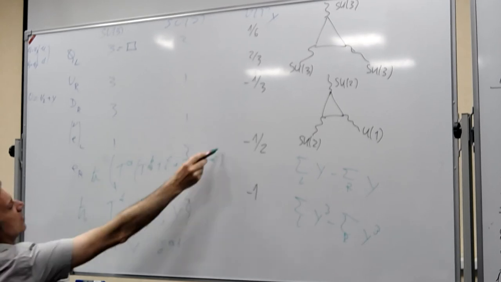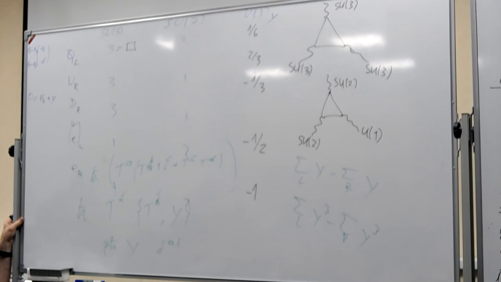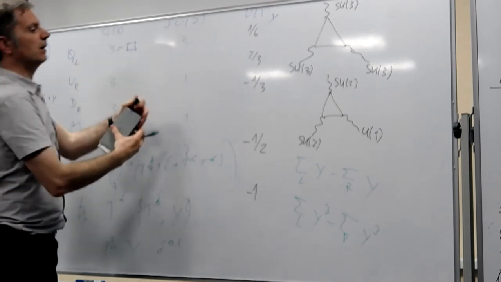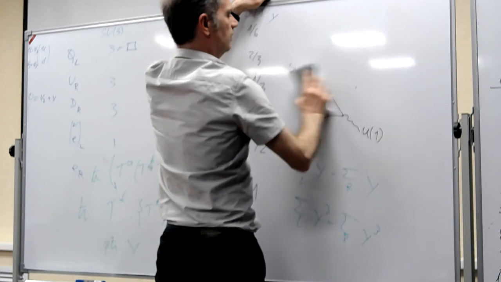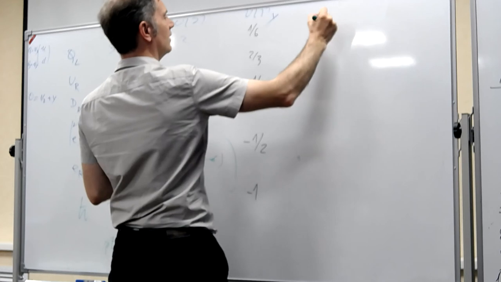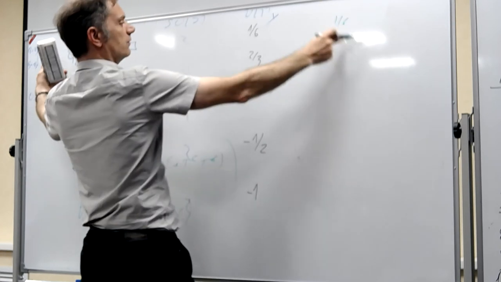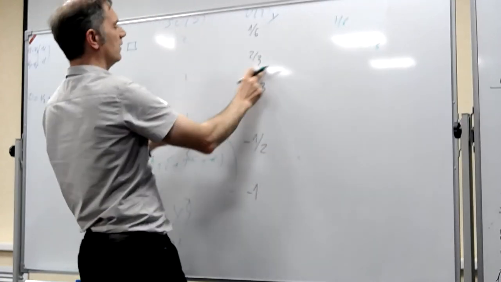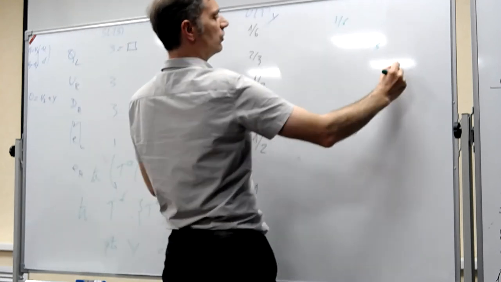So it's a matrix which is diagonal, right? Y in this space is a matrix which is diagonal. This Y in this big space will be 1/6 for the indices that correspond to Q. It will be 2/3 for the space that corresponds to this U, right? So minus 1/3 here, and minus 1/2, etc. So that's Y, right? It's a big matrix, but it's a diagonal matrix because U(1) is abelian, so it's really diagonal.